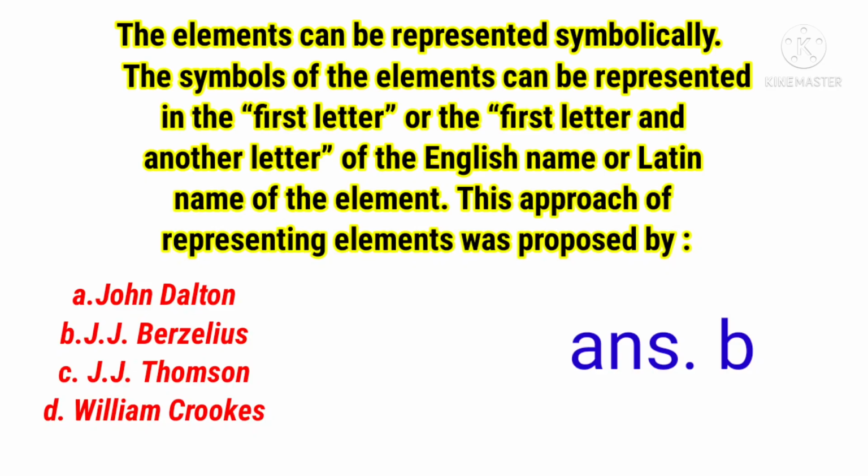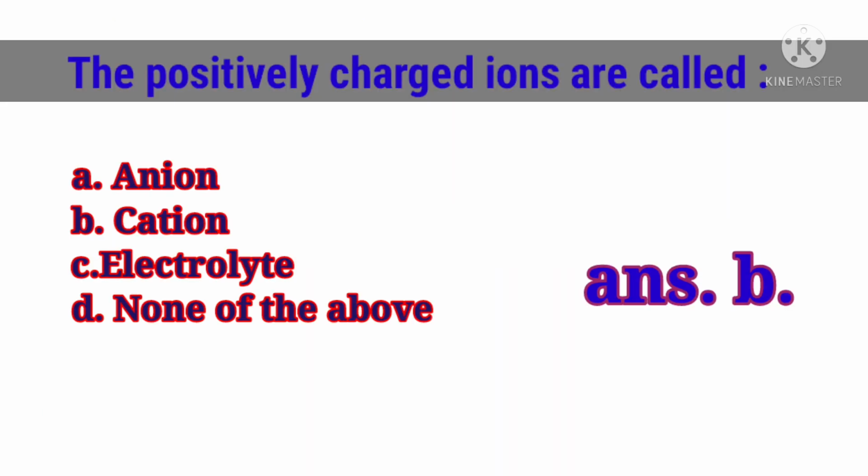The elements can be represented symbolically. The symbol of the element can be represented by the first letter, or the first letter and another letter, of the English name or Latin name of the element. This approach of representing elements was proposed by Berzelius. The positively charged ions are called cations. The answer is option B.